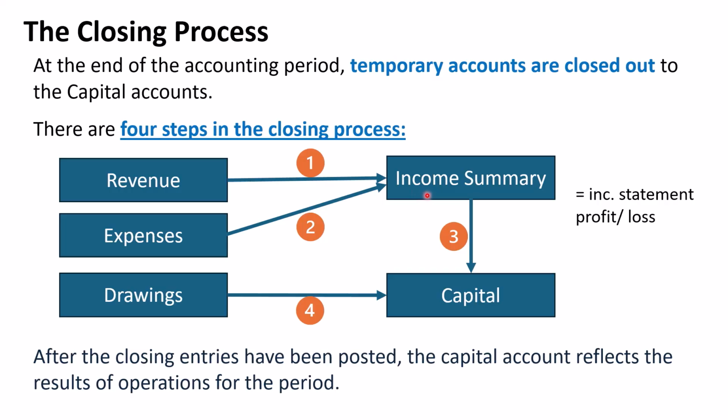In step 3, we verify that the balance in the income summary account agrees with the net income from the income statement, which tells us that we closed all income statement accounts. Then and only then do we close the income summary account to the capital account. And in step 4, we close the owner's withdrawals to the capital account as well. After the closing entries have been posted, the capital account includes the results of operations for the period as well as the drawings. And after this process is done, accountants run a post-closing trial balance to prove that the entire process was done correctly.